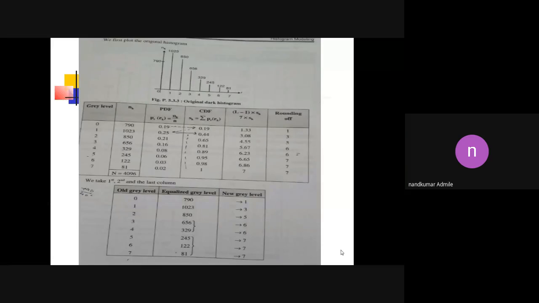In every example, the gray level is from 0 to 7. If you get the idea of one example, how to solve it and how to equalize it, then you can solve any type of example. Understanding is very important in the first example. In the next lecture we can do the mathematical calculations, so keep a calculator, pen and paper with you. Okay, is it clear?